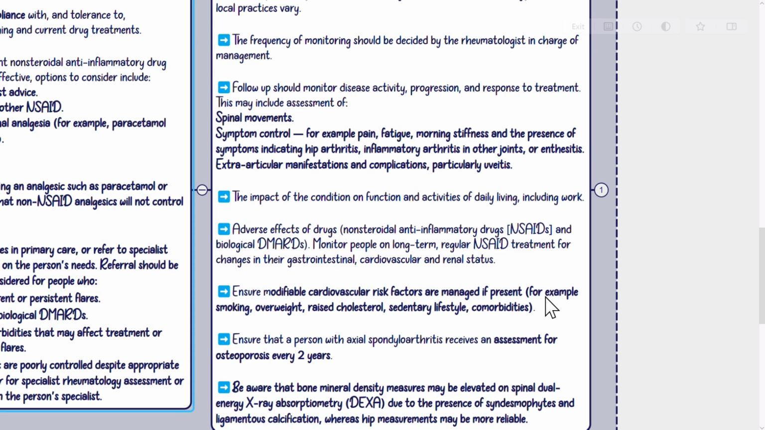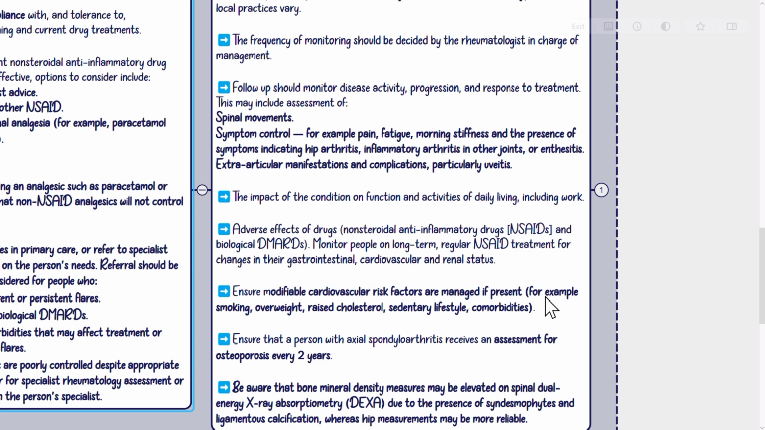Extra-articular manifestations and complications, particularly uveitis. The impact of the condition on function and activities of daily living, including work. Adverse effects of drugs, nonsteroidal anti-inflammatory drugs, NSAIDs, and biological DMARDs. Monitor people on long-term, regular NSAID treatment for changes in their gastrointestinal, cardiovascular, and renal status. Ensure modifiable cardiovascular risk factors are managed if present, for example smoking, overweight, raised cholesterol, sedentary lifestyle, comorbidities.